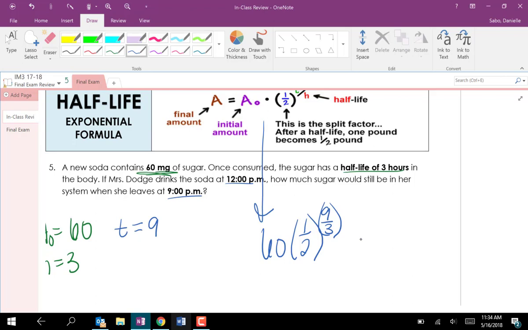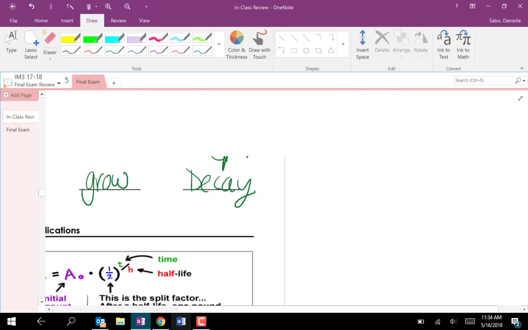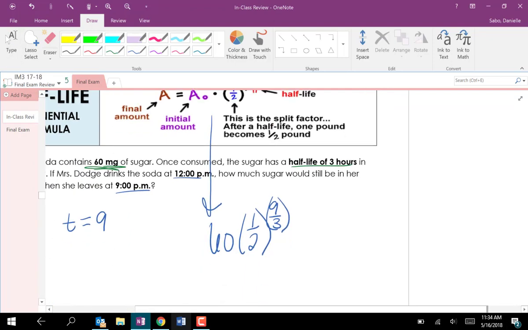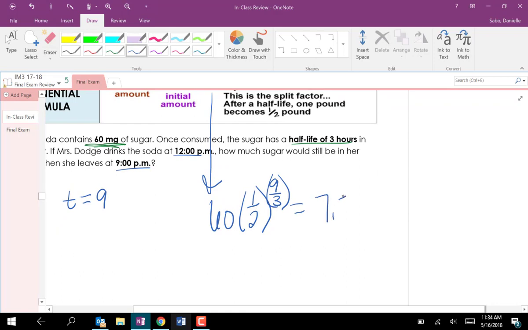15 divided by 2, which is 7.5, right? So 7.5 milligrams. Questions? Flip when you're ready.